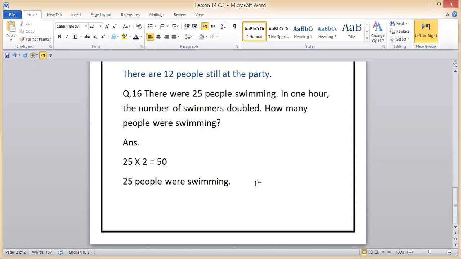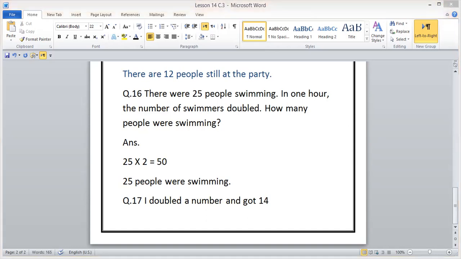Very good. Then I will write question number 17. What is question number 17? Question number 17 is, I doubled a number and got 14. What was my number?